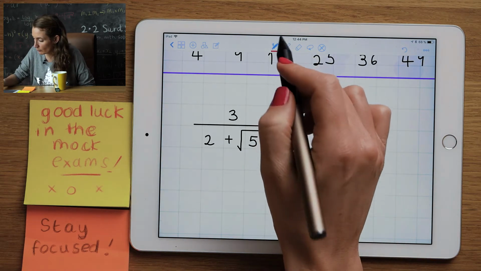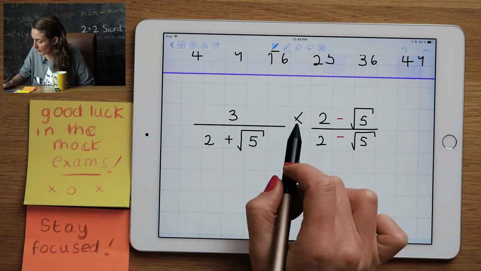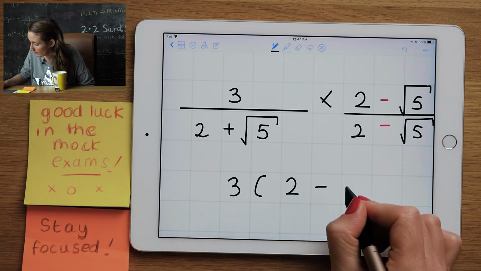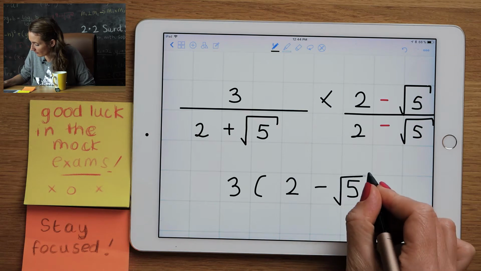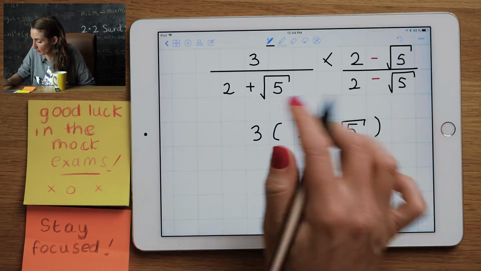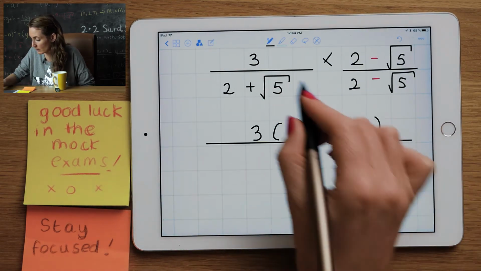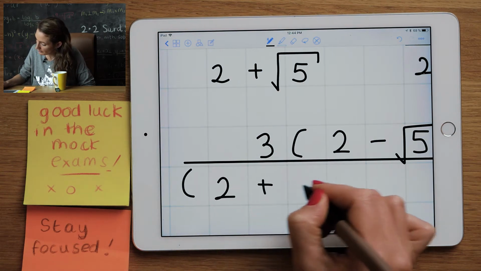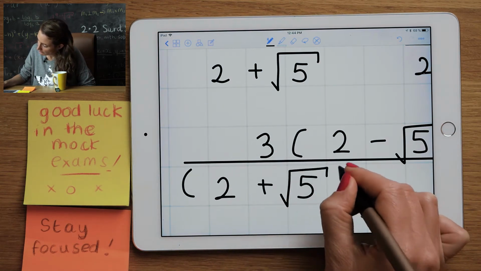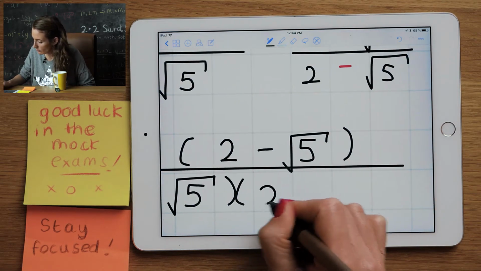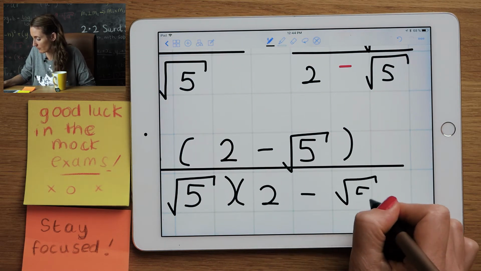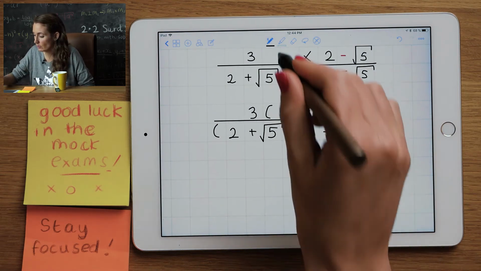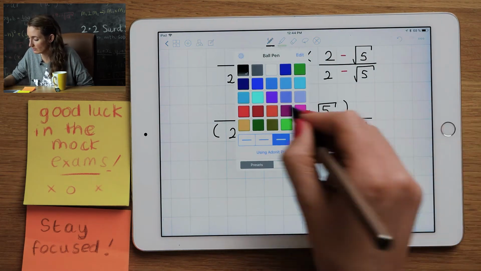So again, we follow our rules for fractions. We multiply the tops together. So that would be 3 times by 2 minus square root of 5. That's what we need to do on the top. And on the bottom, we need to do 2 plus square root of 5 times 2 minus square root of 5. If you want to, you can multiply that out separately if it's more comfortable for you. You can take a space on the side.